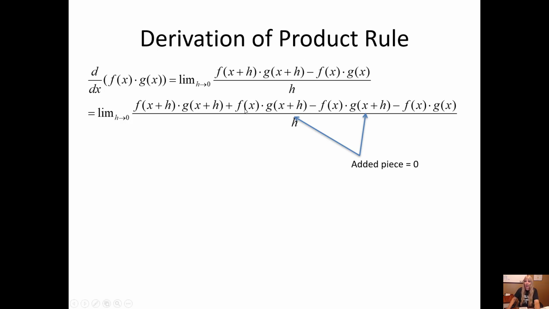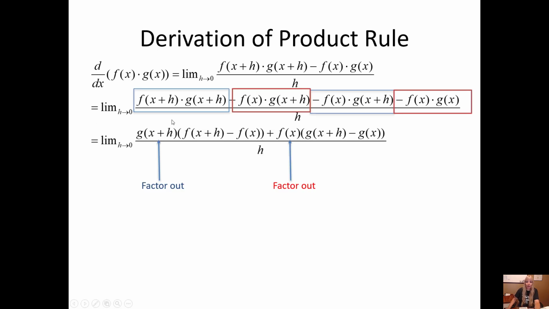But if you notice, we added f of x times g of x plus h plus the negative, so added the negative or minus, the same thing. So we didn't change the problem. That piece is still 0. But the reason why, you're going to see why we did this, is now we can kind of manipulate this and say, well, let's factor out of these two blue boxes right here, them rectangles. Let's factor out a g of x plus h, g of x plus h. So that leaves me left with f of x plus h minus f of x.